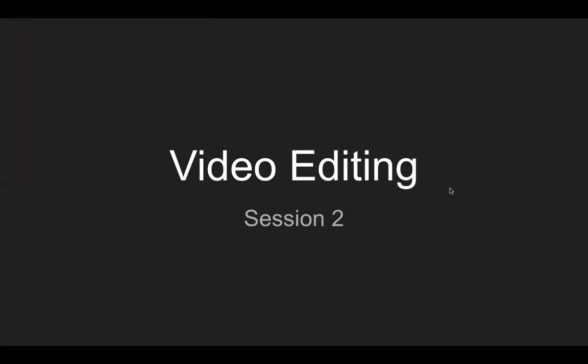The software that we used for the first session is Filmora X by Wondershare. We will also be using that software for this session. In the first session, we focused on the basics of how to use the software and some basics of editing. In this session, particularly, we will be focusing on how to make a movie trailer.